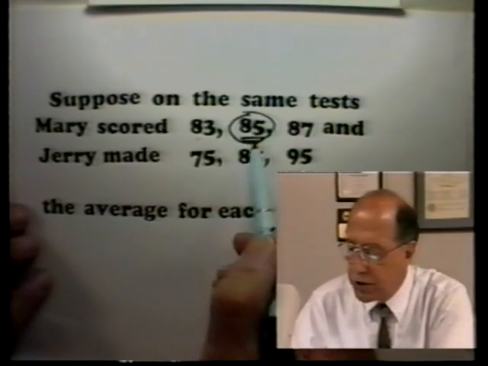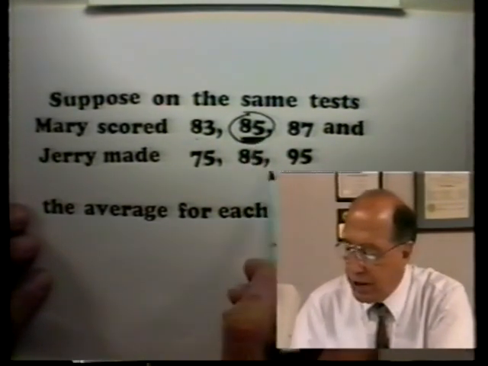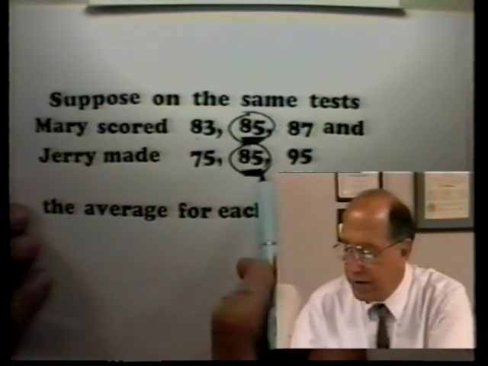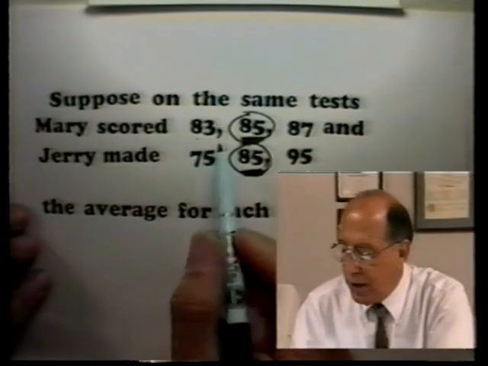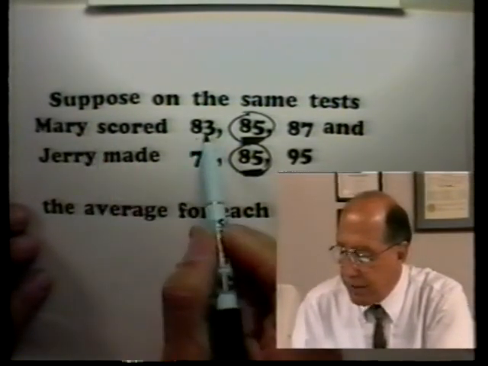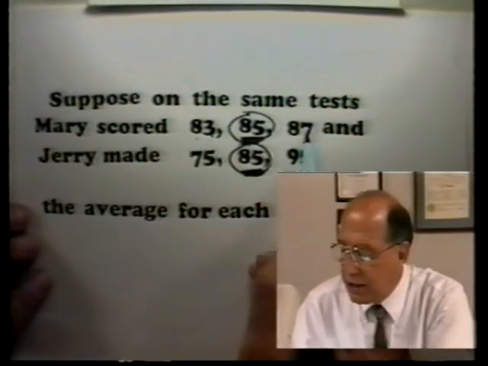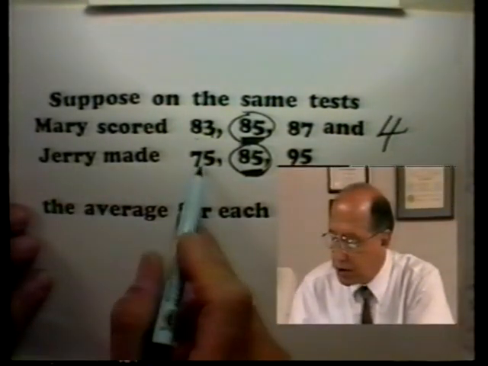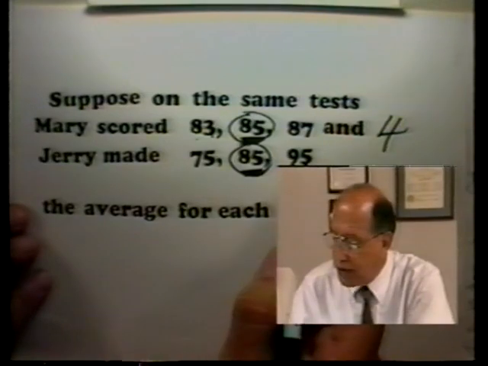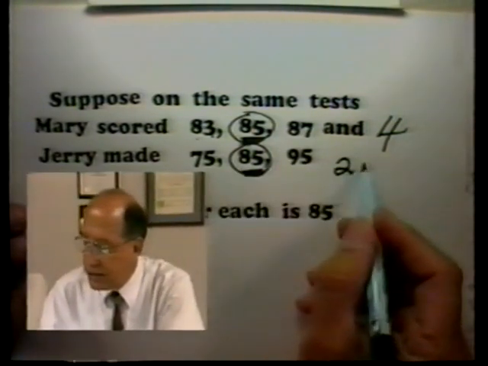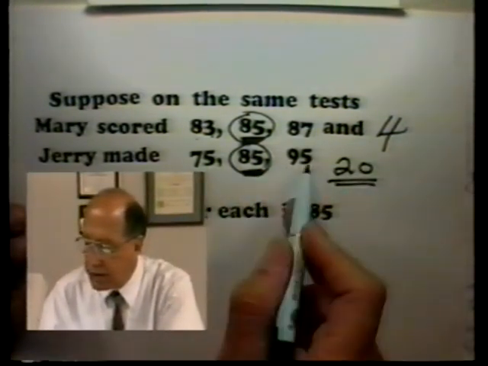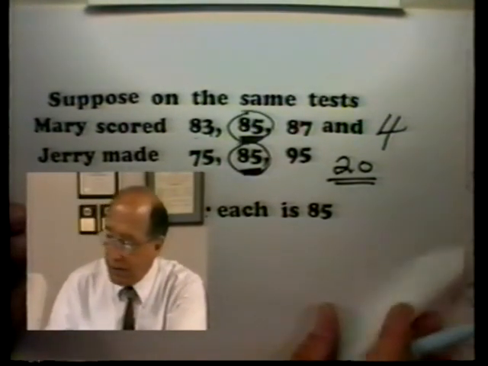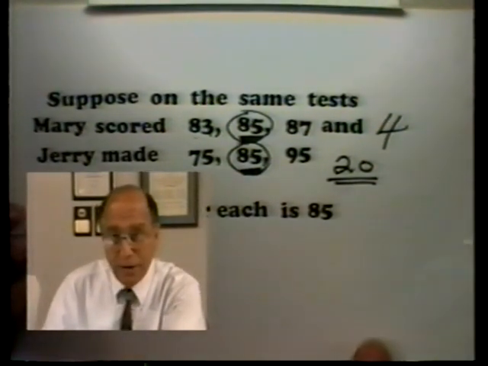And the median is also 85. And the average of Jerry is 85, and the median is 85. But did you notice that the variation of Mary from 83 to 87 is only 4, and the variation of Jerry's scores is from 75 to 95. That's 20 points variation. It shows inconsistency of Jerry, doesn't it? All right, now you see the value of range.